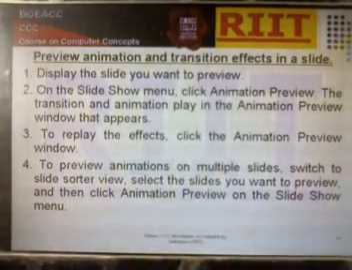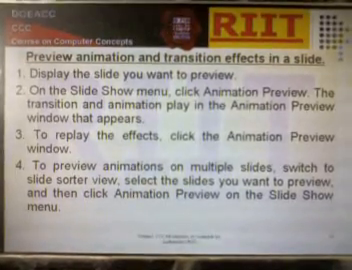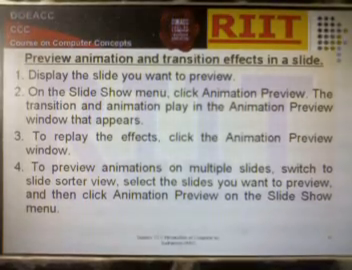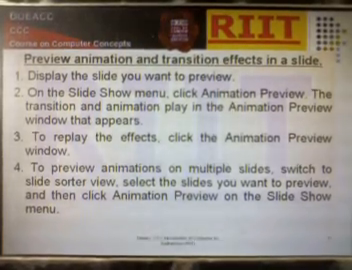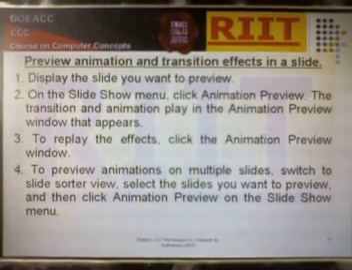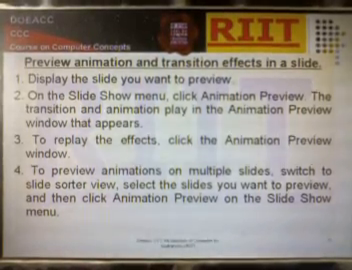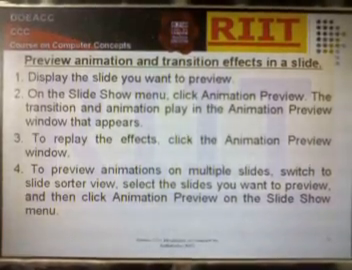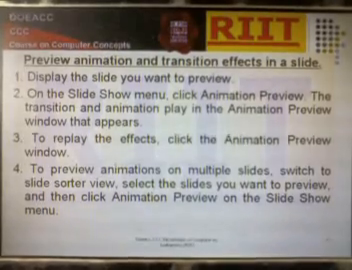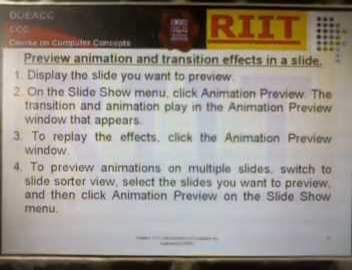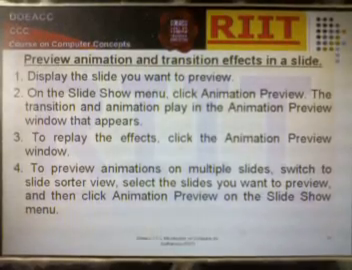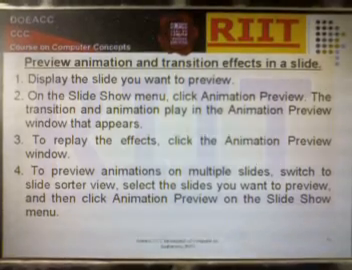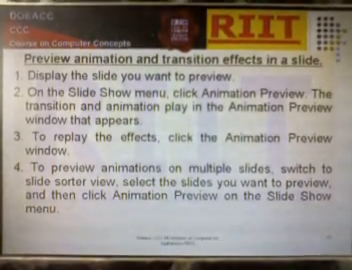Preview animation and transition effect in a slide. Display the slide you want to preview. On the slideshow menu, click animation preview. The transition and animation play in the animation preview window that appears. To replay the effects, click the animation preview window. To preview animation on multiple slides, switch to slide sorter view. Select the slide you want to preview and then click animation preview on the slideshow menu.